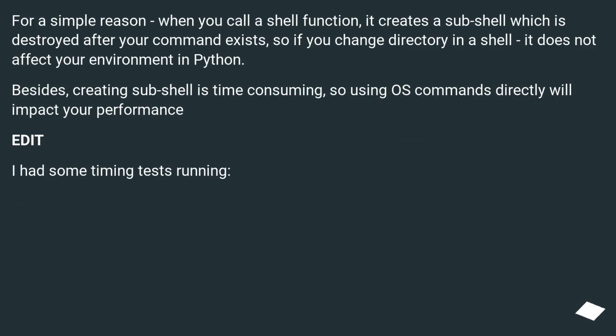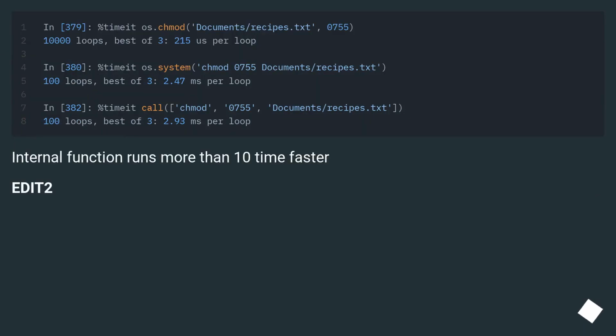For a simple reason, when you call a shell function, it creates a subshell which is destroyed after your command exits, so if you change directory in a shell, it does not affect your environment in Python. Besides, creating a subshell is time consuming, so using os commands directly will impact your performance. Edit. I had some timing tests running. Internal function runs more than 10 times faster. Edit 2.